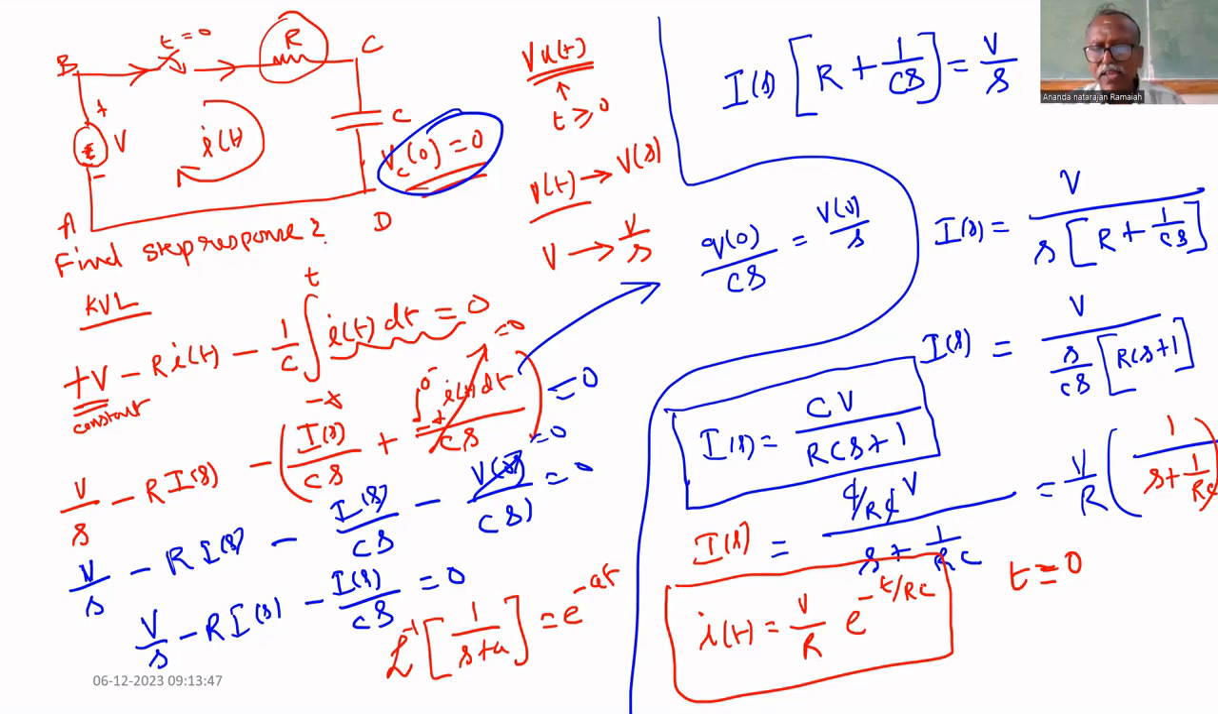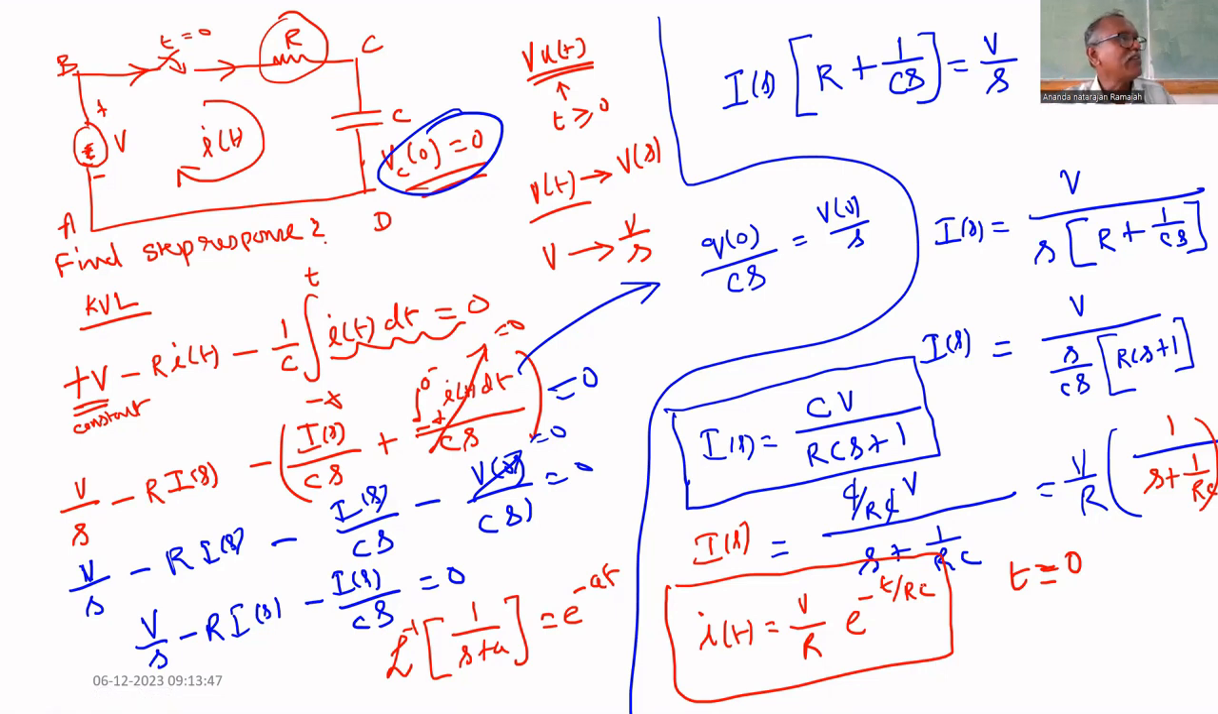So if you know V and R, we can find the current. That is the maximum current. Initially, current will be maximum. We know that the capacitor will be a short circuit initially at t equal to 0 plus. Capacitor is short circuit. That's why only resistance will be there at t equal to 0 plus. That's why current will be V divided by R. Yes, if you substitute t equal to 0, we are getting V by R. That's why the expression is correct.